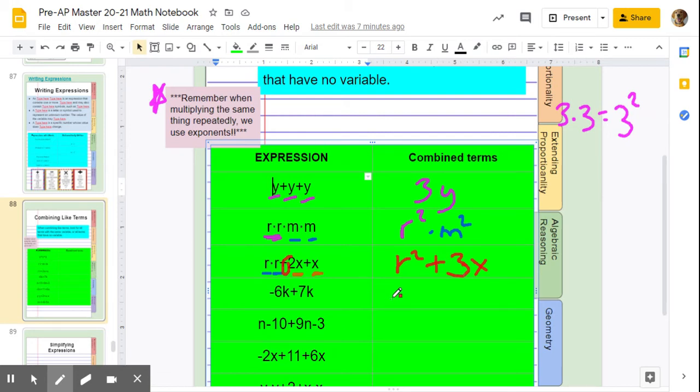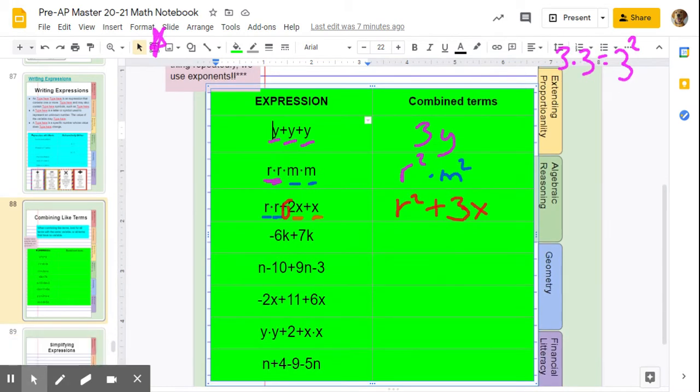In the next one, our variable that we're looking at is k. So we have negative 6k here, and we have 7k here. So we have to think back to how we add and subtract with negative numbers. So we have negative 6 plus positive 7.